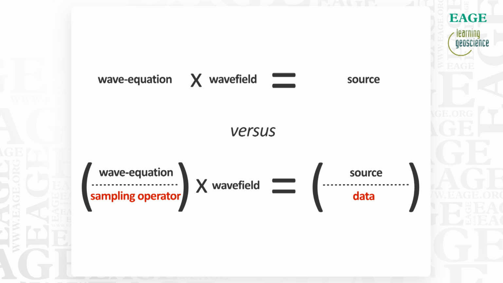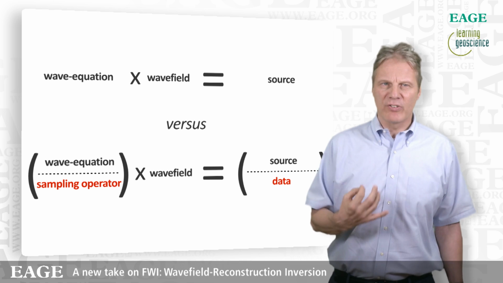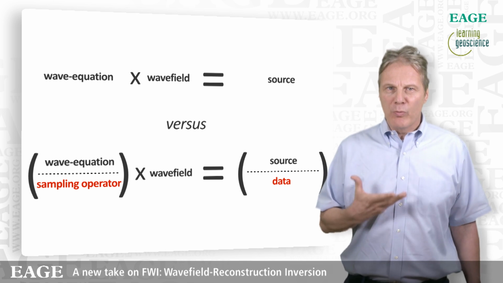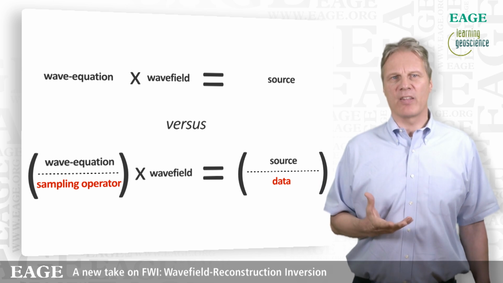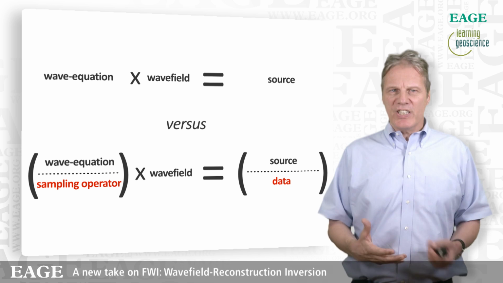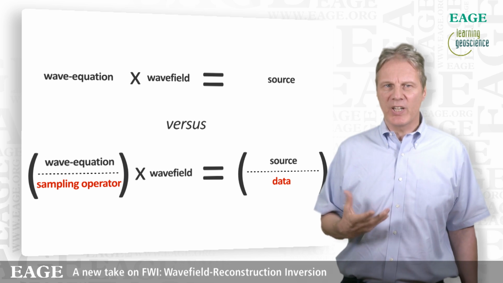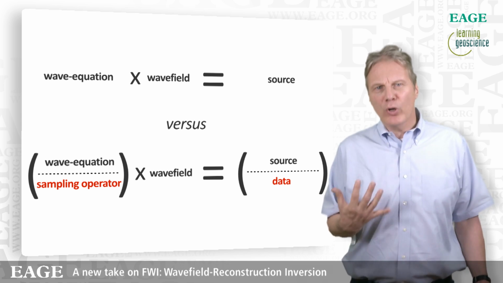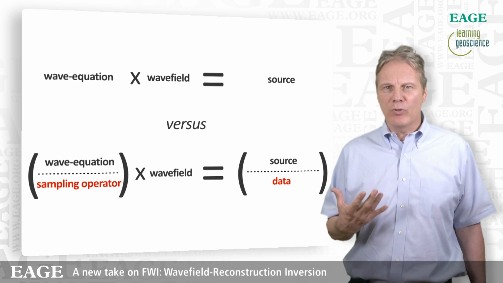Okay, so essentially the difference between the two methods, again summarized on this slide, is at the top what we would do in conventional adjoint state methods is use the wave equation times the wavefield as the source, whereas in this approach we use the wave equation together with a sampling operator that works on the wavefield, and that has to equal the source and the data.